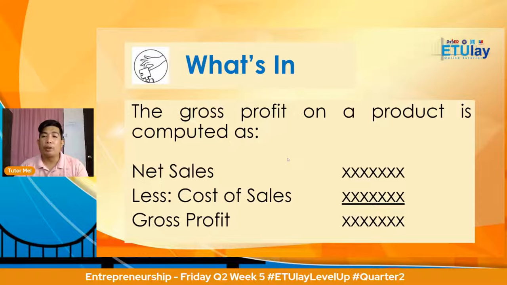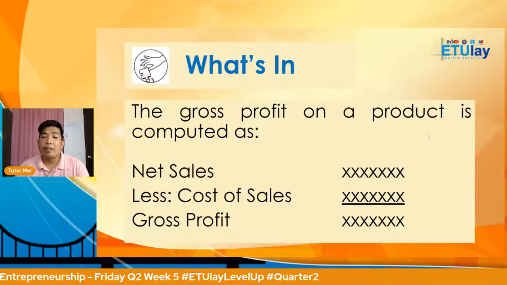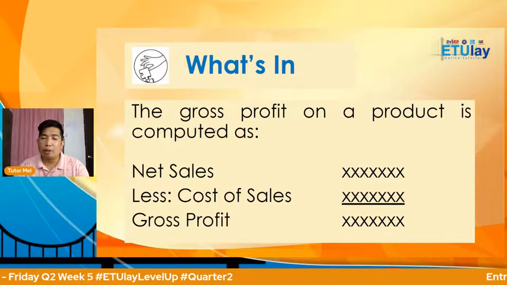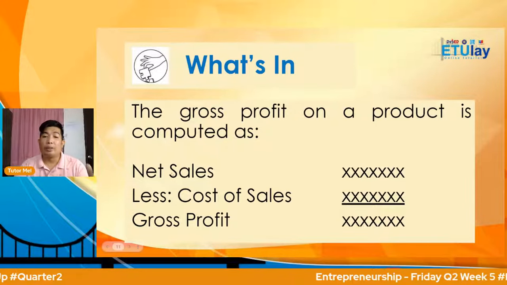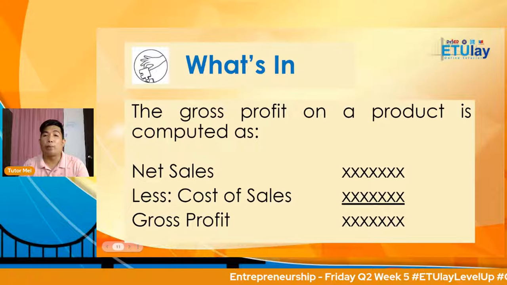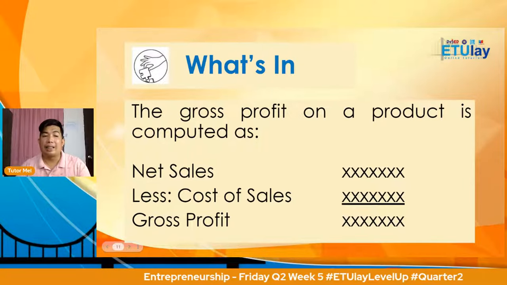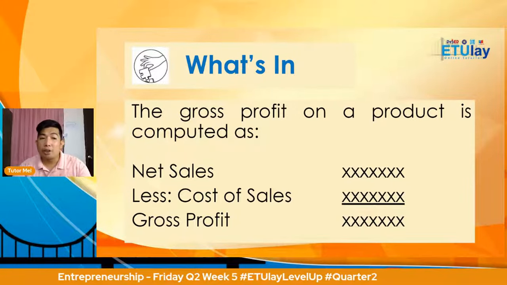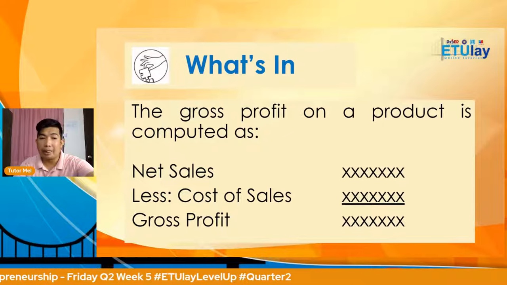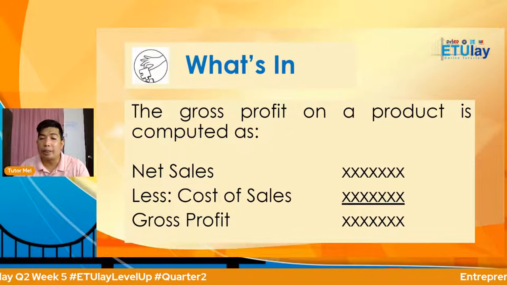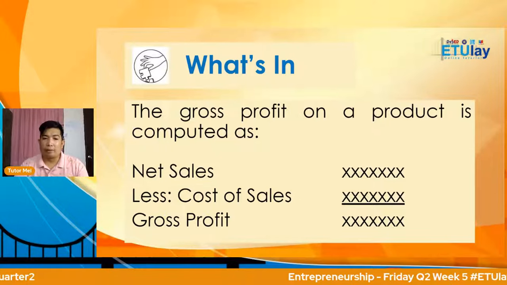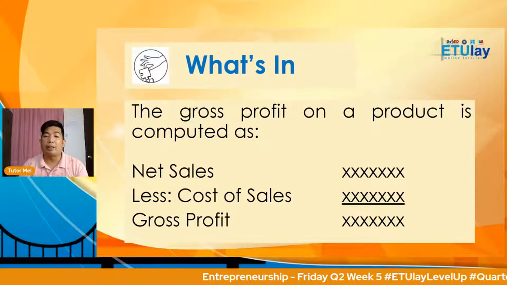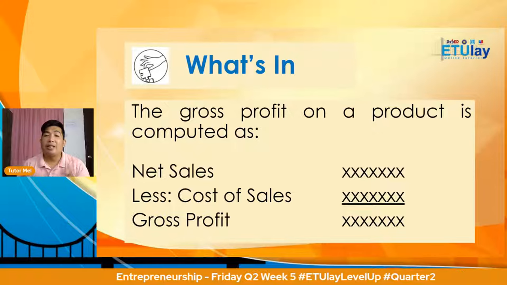The gross profit on a product is computed as follows. Net sales, when we say net sales, ito na po yung kabuuang sales natin, kung tayo ay nasa merchandising type of business. Less natin ang cost of sales is equal to gross profit. When we say cost of sales, ito yung ginamit natin for us to be able to generate these sales.